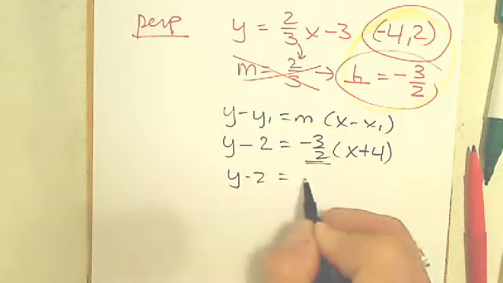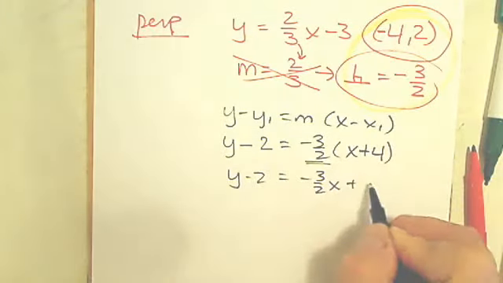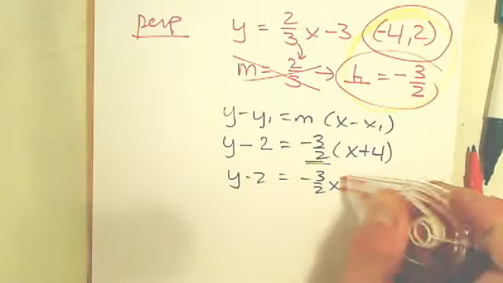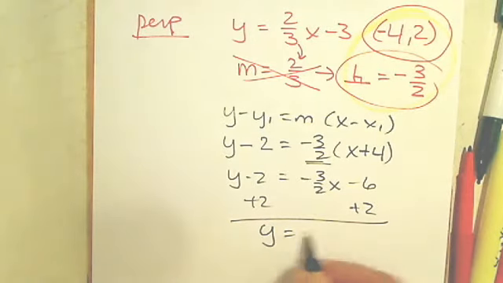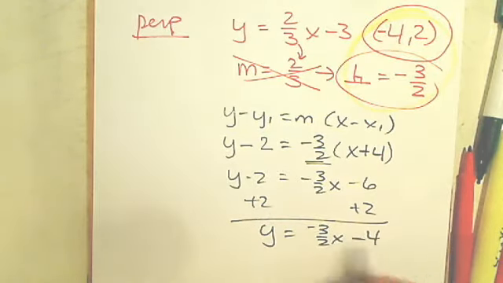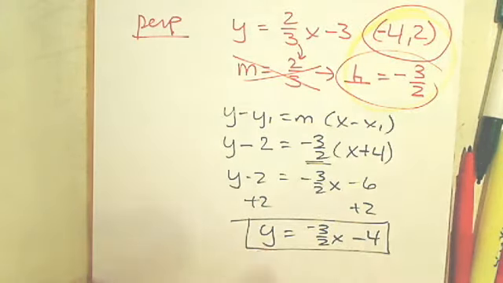And then I distribute: -3/2x, minus 6. And then I add 2. y equals -3/2x minus 4. And this is my other equation.